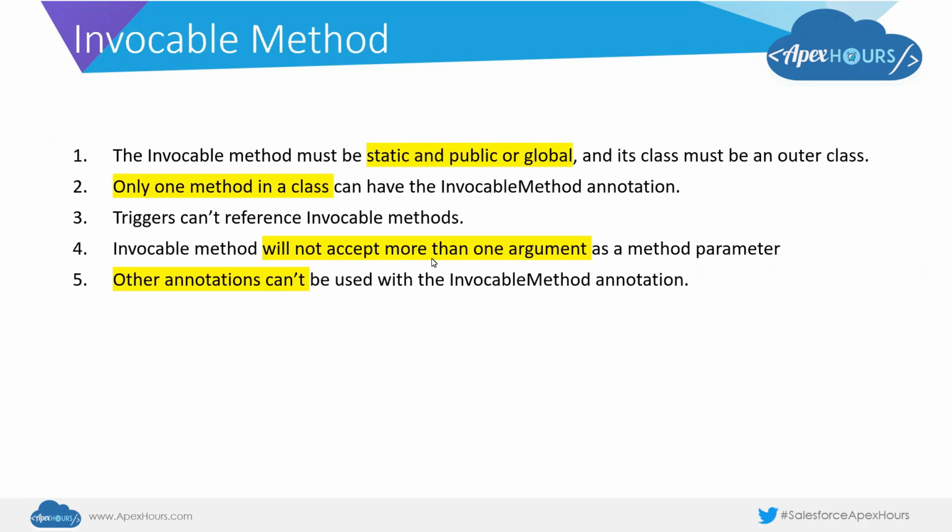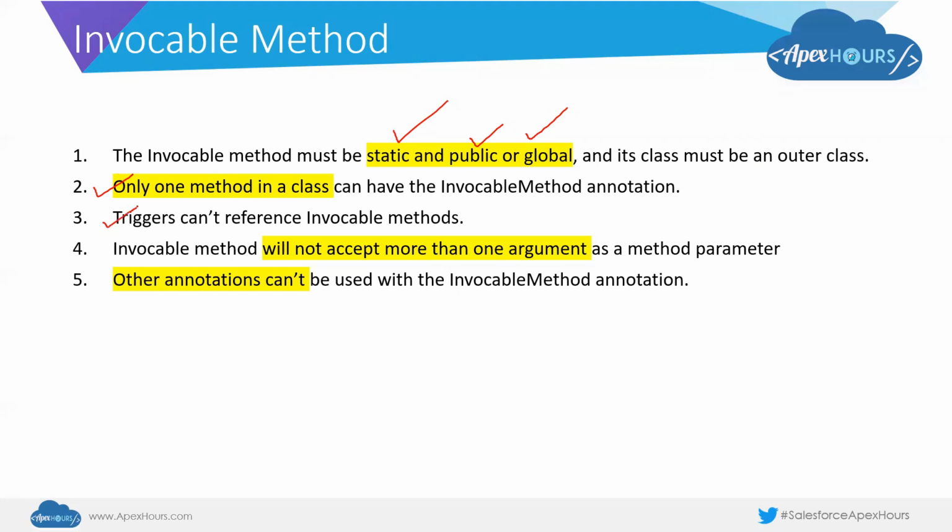An invocable method is a method which is annotated with @InvocableMethod inside our Apex class, which must be static and either public or global, and it must be in an outer class. That means if you have a class and another class inside that class, you cannot have an invocable method inside the inner class. And there can be only one method annotated as an invocable method inside any class. There cannot be multiple methods.